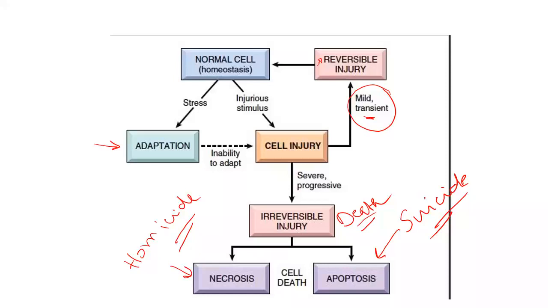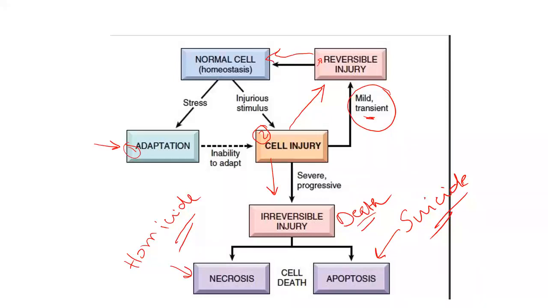So, in this diagram, we identify the changes that can occur in a normal cell when it is exposed to a stress. First, it can undergo adaptation if it can adapt and the stress is not very strong. If it cannot adapt, or the injurious stimulus is stronger than this ability, I'm going to have cell injury. This cell injury can be reversible or irreversible, depending on the injurious stimulus. If it is mild and transient, I'm going to have reversible injury and go back to normal.